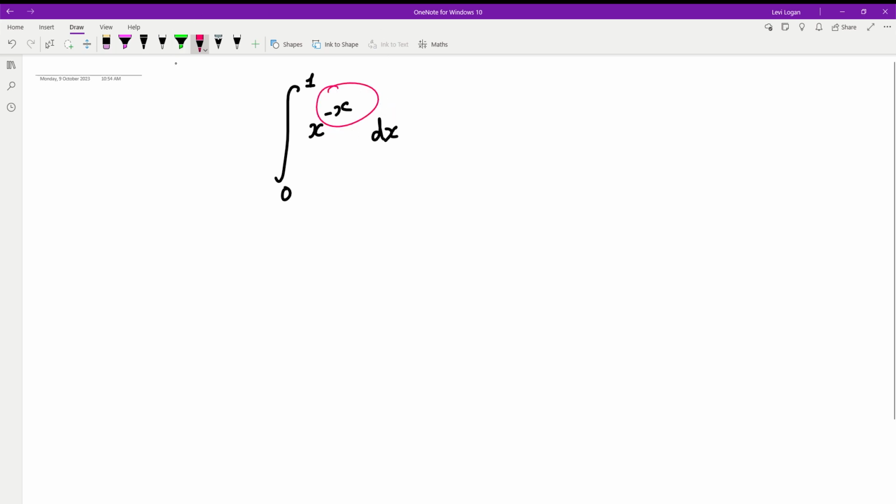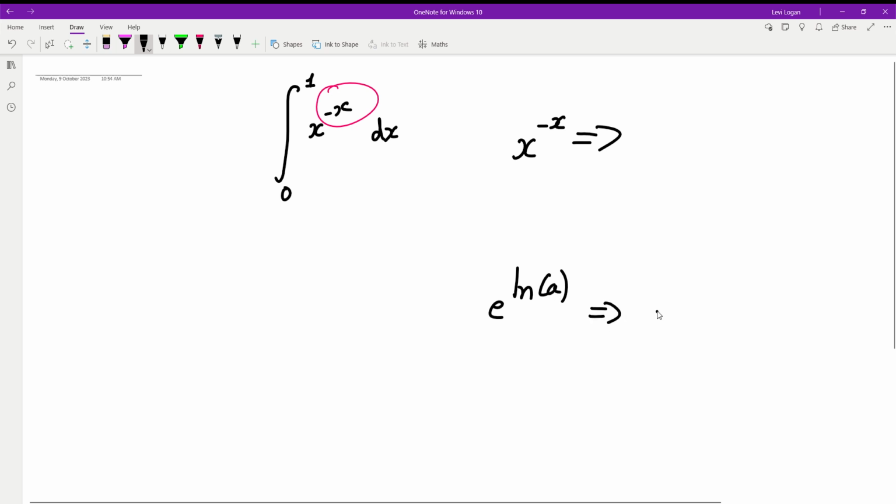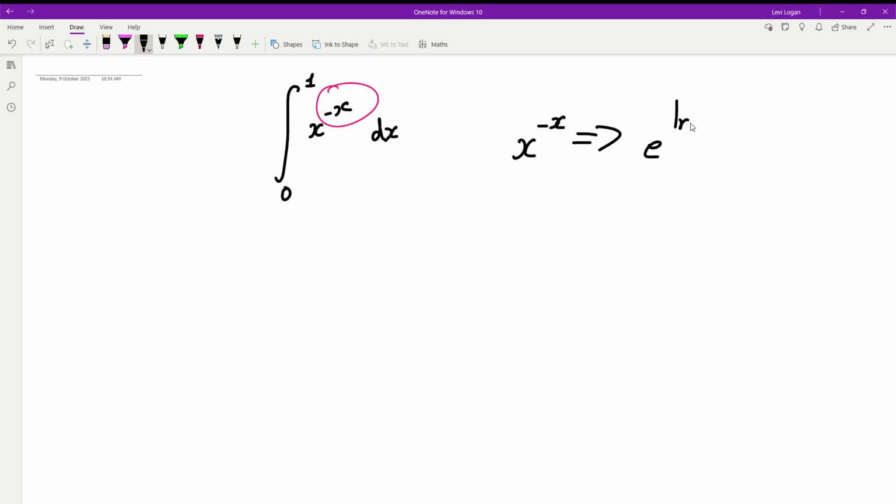Now this alone is very hard to differentiate, but we can take advantage of this using a log property slash an exponential property. We can rewrite this because we know if we have e to the power of log of a, that's the same as just a, because ln is log base e, and e to the log base e of a cancel out because they're like inverses of each other. So we just rewrite it in terms of an exponential slash logarithmic term. So this would be e to the power of natural log of x to the power of negative x.